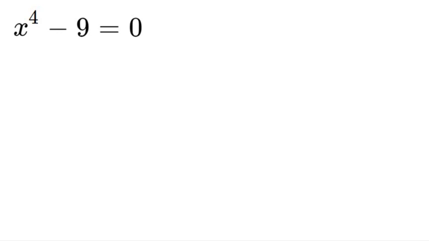So in this video we've got x to the power of 4 minus 9 is equal to 0. Now the first thing we're going to do here is play with the powers a little bit. So we're going to change the x to the fourth to an x squared, squared again, minus 3 squared equals 0.